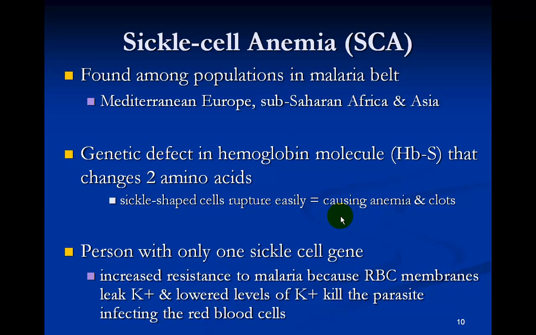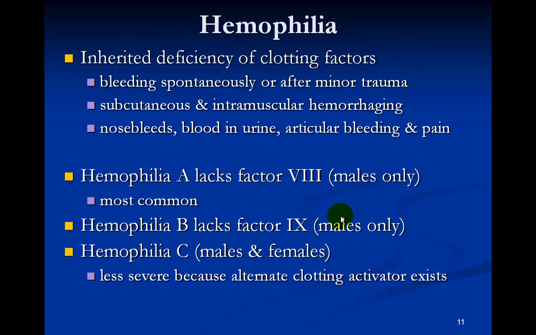And this appears to be because the red blood cell membranes leak potassium ions, and the lowered levels of potassium seem to kill a parasite that's infecting the red blood cells. Hemophilia, another blood disease, and this is a deficiency of clotting factors. Hemophiliacs bleed spontaneously or after very minor traumas.